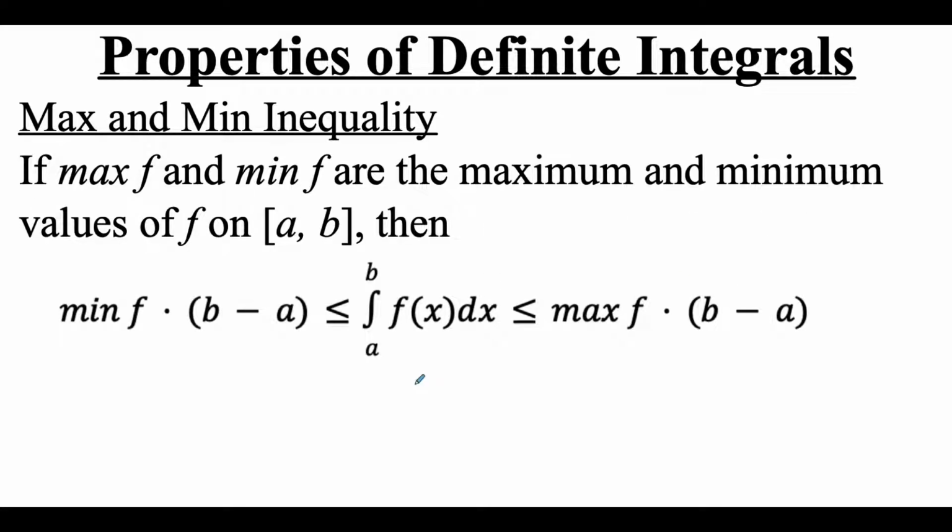Now the next property is called the max and min inequality property. So if max f and min f are the maximum and minimum values of our function f on our closed interval from a to b, then if we take that minimum value of our function times the difference in our end values, that value will always be less than or equal to the integral value of our function from a to b, and that value will always be less than or equal to our maximum value of our function times the difference in those end values.